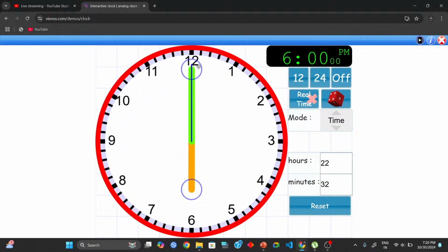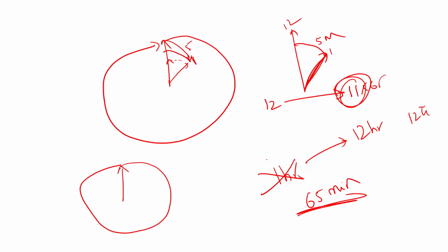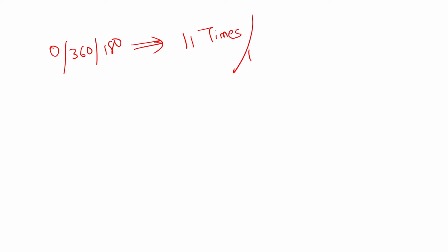Because of that, you are going to get exactly 11 times 180 also. So remember, if somebody is asking you 0, 360 or 180, that is going to be 11 times for every 12 hours and 22 times in a day. That is 2 times of clock. 11 times for every 12 hours.